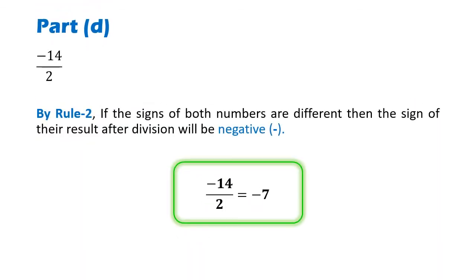Part D. -14 divided by 2. By Rule 2, if the signs of both numbers are different, then the sign of their result after division will be minus. Therefore, -14 divided by 2 equals -7.